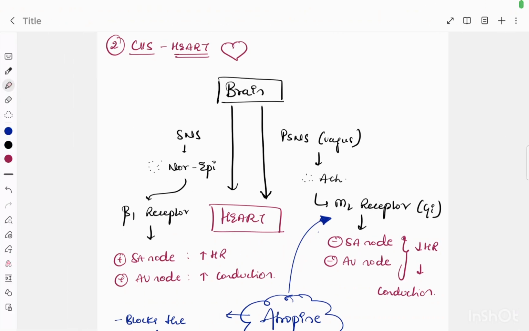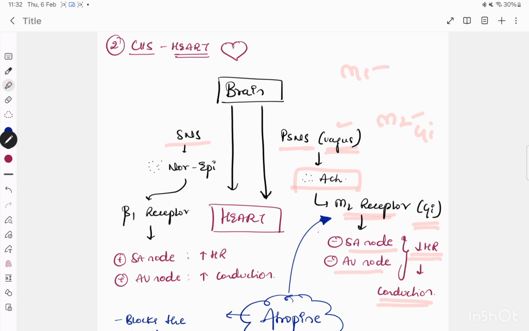So moving on to CVS, heart. The brain is connected to the heart with the help of two nervous systems, which we all know, that is the parasympathetic nervous system and the sympathetic nervous system. In the parasympathetic nervous system, the vagus nerve is involved. So the brain sends signals through the vagus nerve. This nerve releases the neurotransmitter acetylcholine. This acetylcholine acts on the M2 receptors. Now recall M2 receptors. M2 receptor, it is an even number, so it is Gi type. So what does it do? It inhibits the SA node and it inhibits the AV node. Therefore there is a decrease in heart rate and a decrease in conduction.